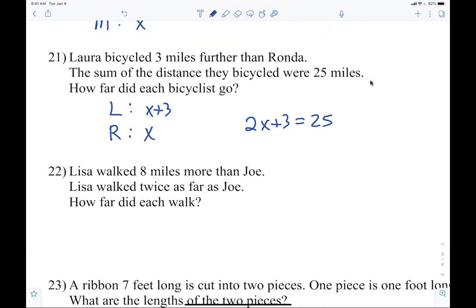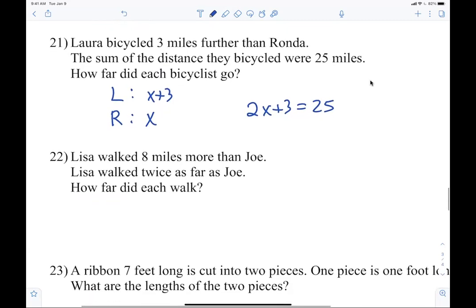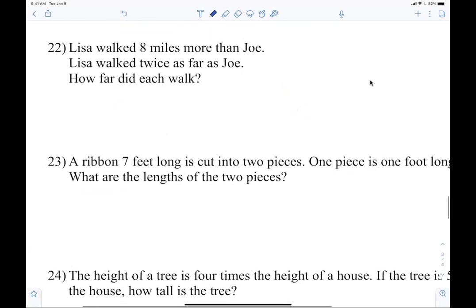All right, Tanner. Don't tell me you don't know how to do this one. You're up. 22, go. The X goes to Joe. Well, you haven't told me what letters to write down. Okay, L and J. Why would you use L? Because Lisa. Okay, just making sure you didn't guess. J, because Joe starts with J. You are amazing. All right, here we go.